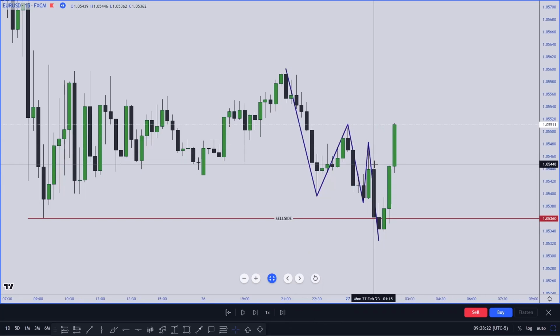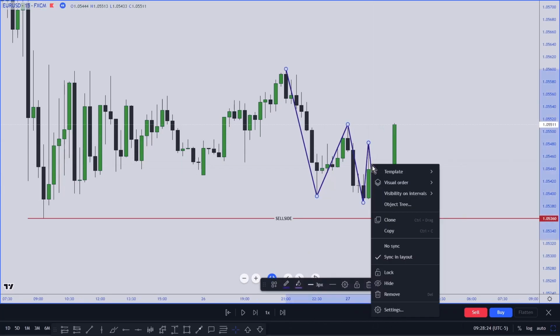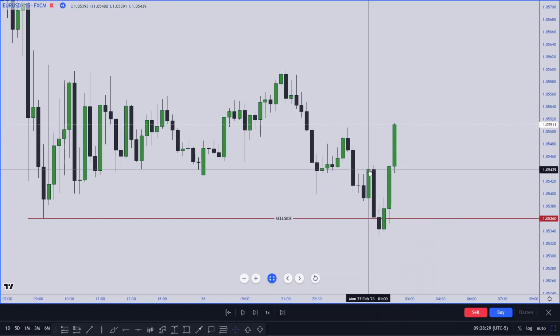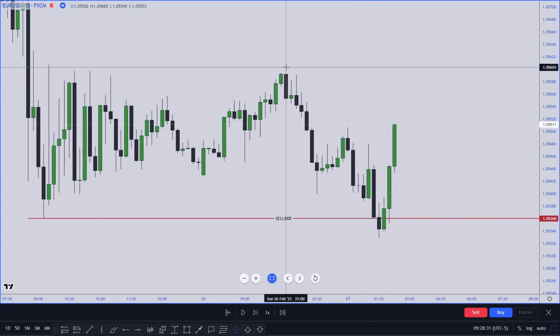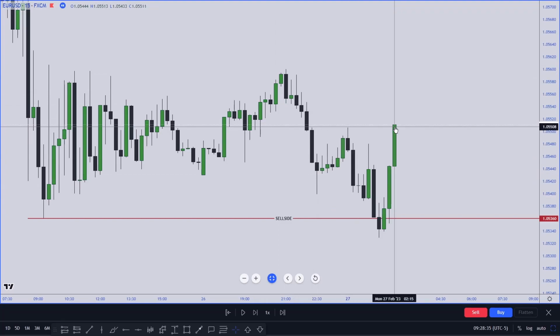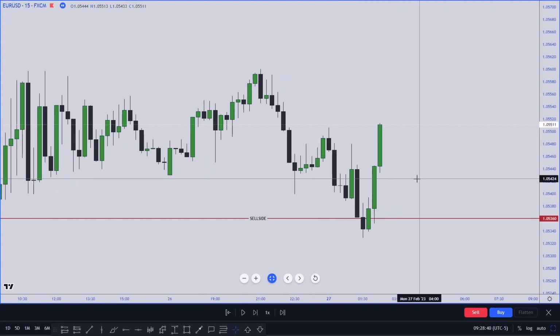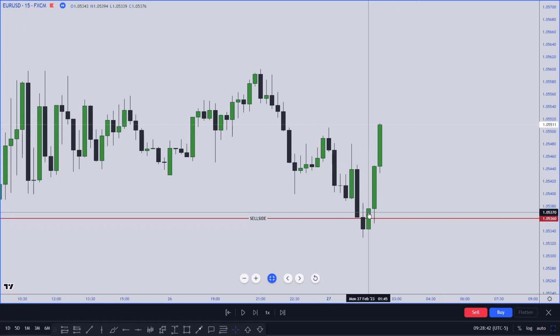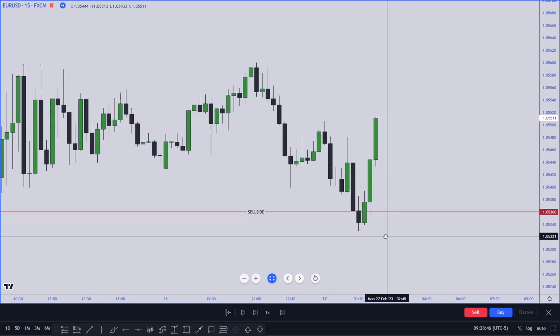And here we have a market structure shift. So let's look at that. Why is this a market structure shift? We had a high here, we moved down, we had our lower high, and it's been taken out by this candle. Now, where is the fair value gap? Can you see in candle 1, candle 2, candle 3 here? These 3 green candles, can you see the fair value gap in there?